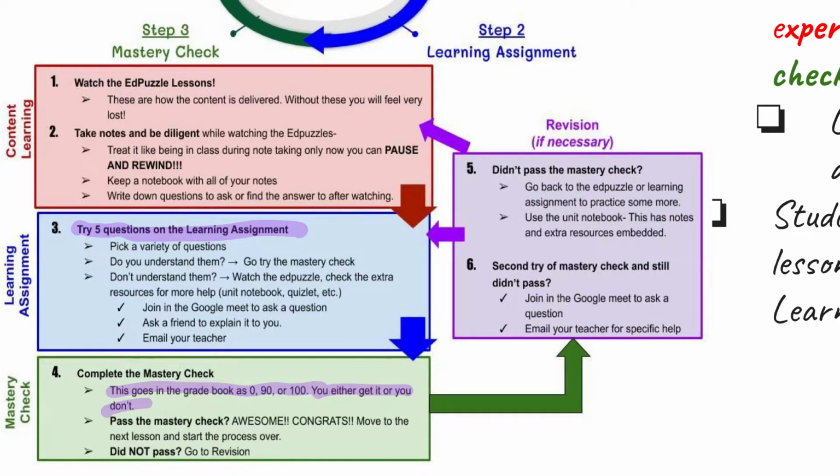So our revision is, didn't pass the mastery check? Go back to the Edpuzzles. Practice some more on the learning assignments. Use the unit notebook. This has notes and extra resources embedded. Second try of mastery and didn't pass? Join my Google Meet to ask questions. Email me for specific help. Even though our Google Meets are only 15 to 30 minutes, I keep the Google Meet open the entire class period for you to pop back in and ask for help.